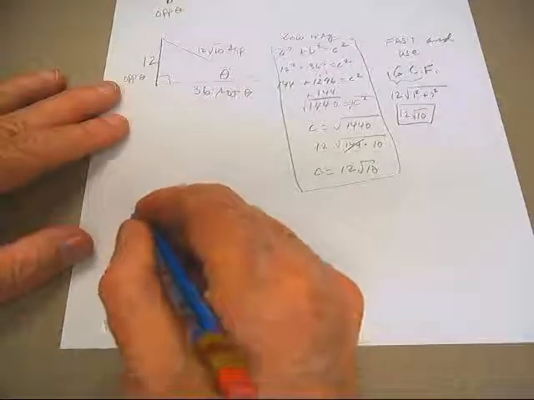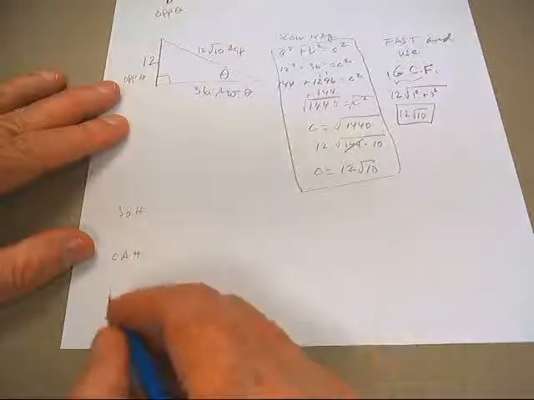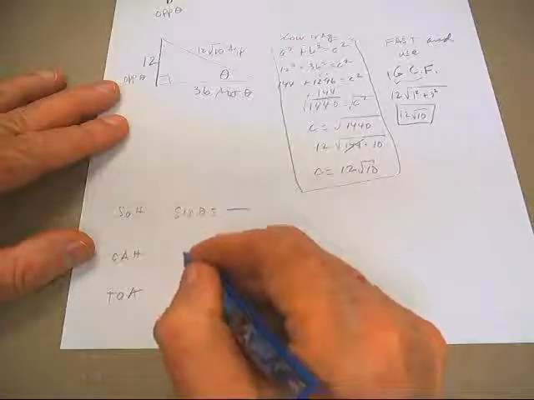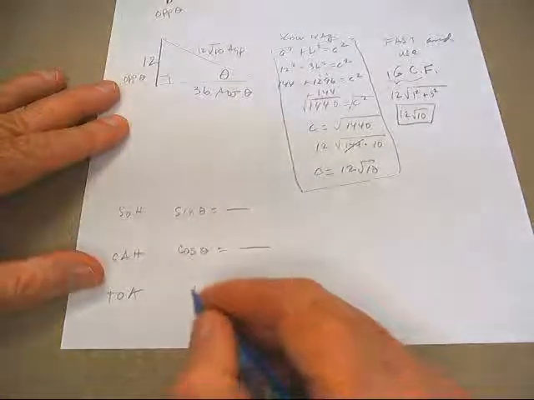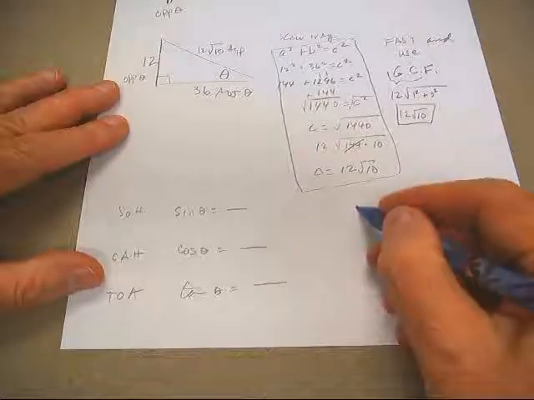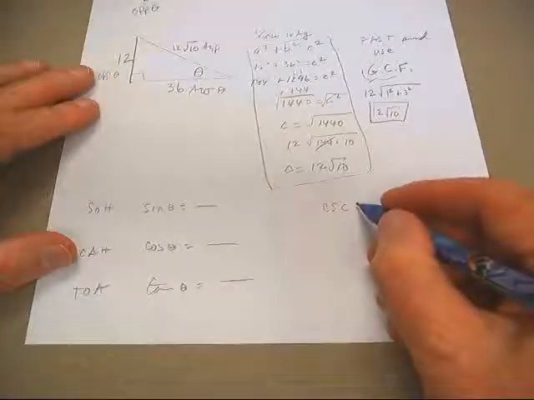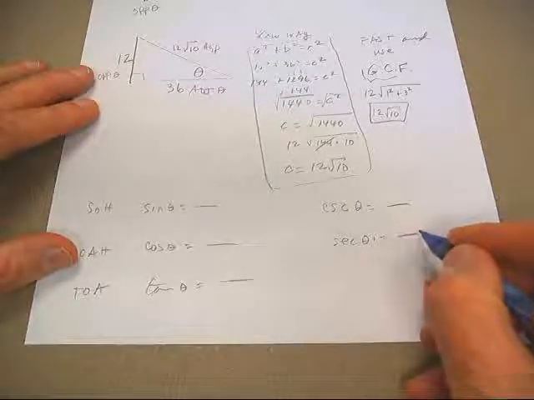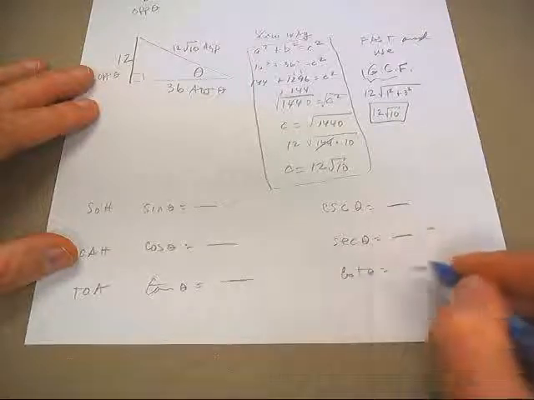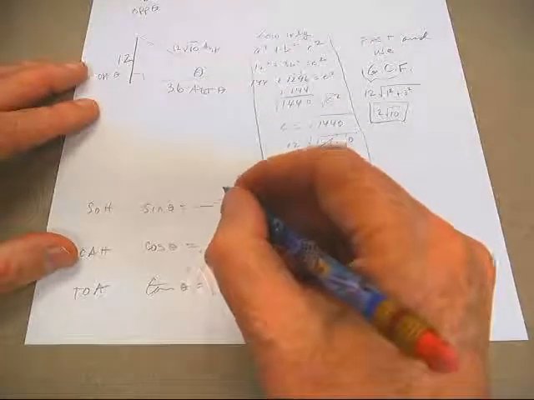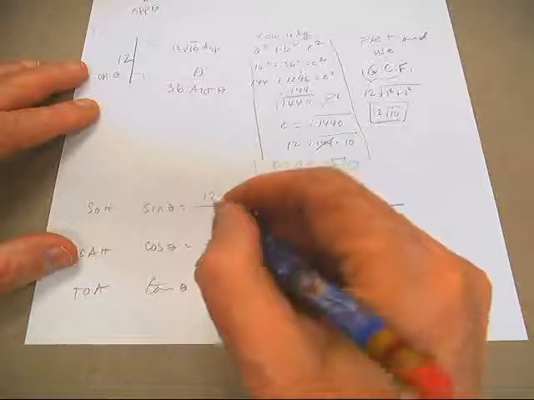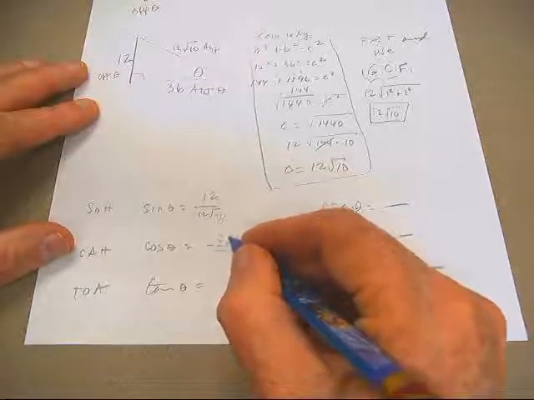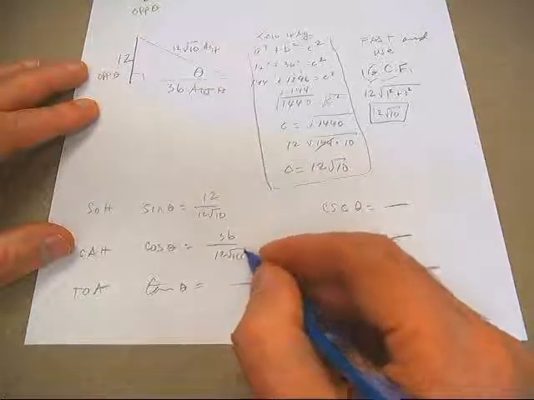Okay, so now let's come down here someplace and write Sohcahtoa: sine, cosine, tangent, cosecant. Skip some space. We're going to have to simplify some. You'll need the room. Secant, cotangent. Then the opposite is 12, hypotenuse is 12 root 10. The adjacent is 36. The hypotenuse is 12 root 10.